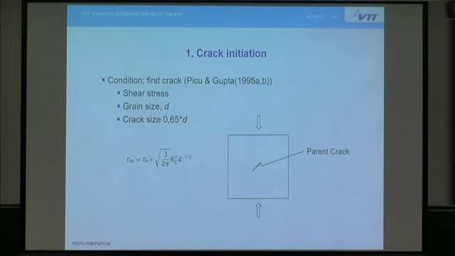To start with crack initiation, I've based my formulation on grain boundary sliding proposed by Picu and Gupta. In this case, the maximum shear is the most important component. So maximum shear direction defines where the crack will form. And I assumed that the crack size is about 65% of the grain size. That was in fact proposed by Dave some years ago.